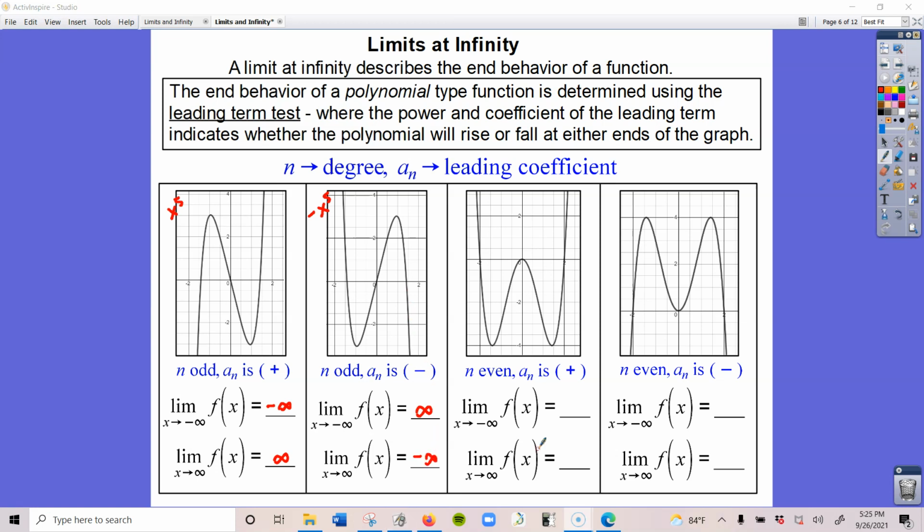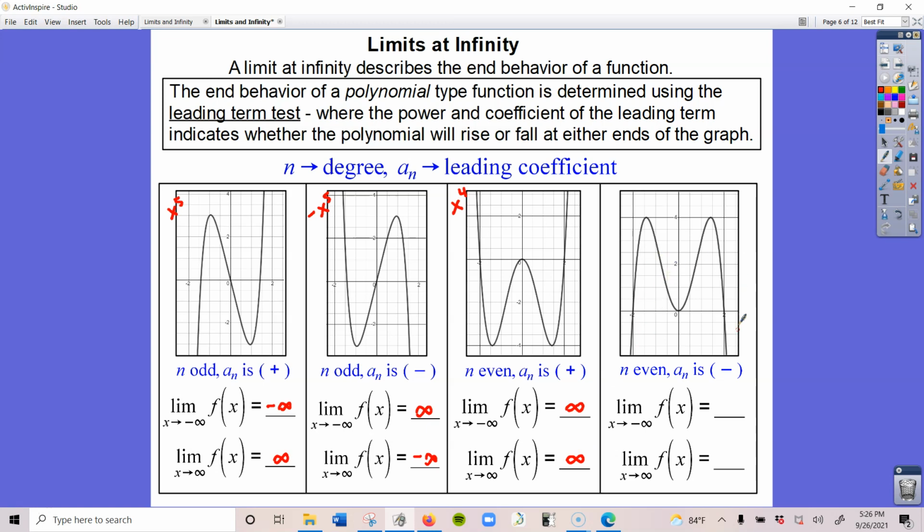Now, if your leading term has an even exponent, then whatever the sign is of the leading coefficient will tell you both sides, because an even exponent means that the left side and the right side are going to go in the same direction. So here we have this particular graph. Let's just say it is x to the fourth. You see how this is positive, the right side is going up, and the left side is going to also go up because my exponent is an even number. So the limit as x approaches negative infinity and positive infinity would both equal positive infinity.